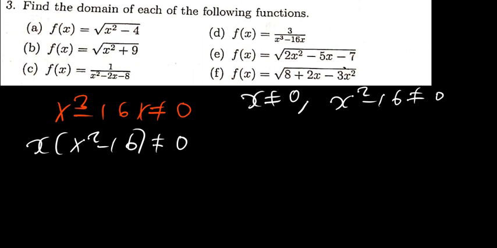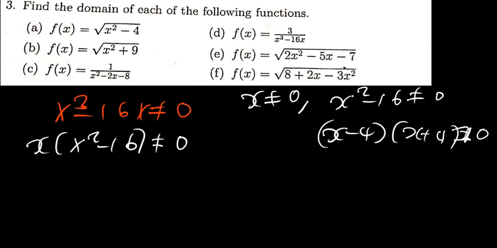Then this is a difference of two squares. Then it can be written as x minus 4 and x plus 4 should not be equal to 0. Or if you want, you can shift 16 to the other side. You're going to get the square root, so it's going to be plus or minus. So x will be not equal to 4 and x will be not equal to negative 4.